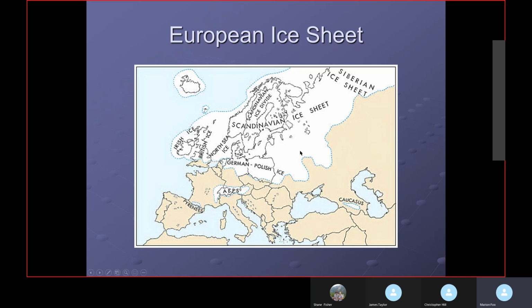Here's the Scandinavian ice sheet, of course, this ice would melt and flow down the rivers into the Black Sea. And here's your Caspian Sea over here. And of course, this, I would believe, was connected across here, as this rose sufficiently, that it was connected.